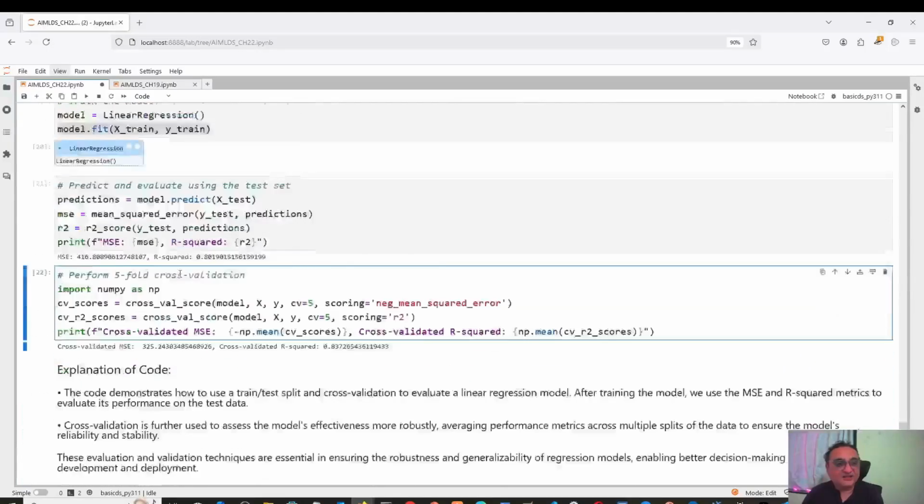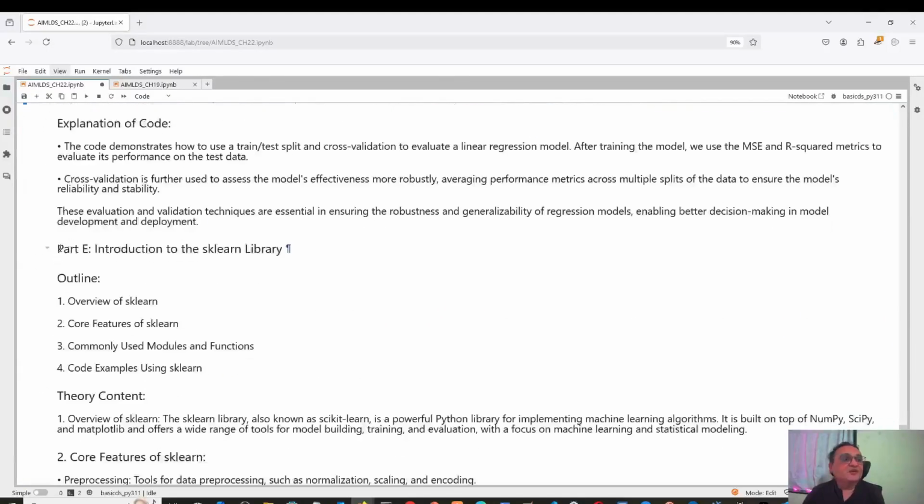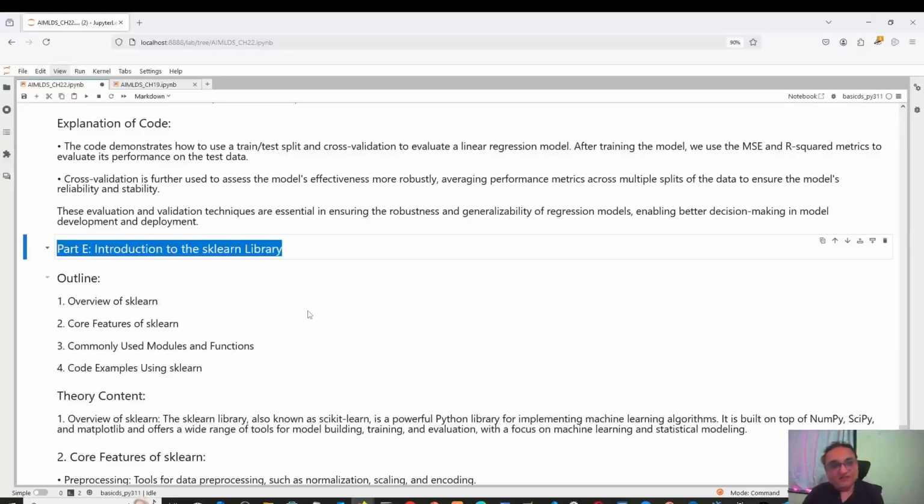We have done this part, and now only the last part is left, the introduction to the sklearn library. Thank you, and we'll see you in the next lecture.